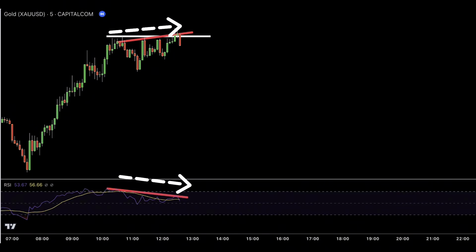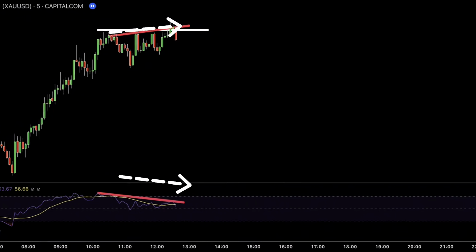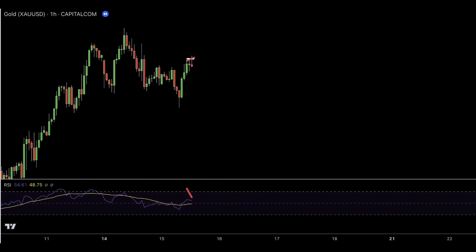First, we have a key resistance level combined with a liquidity sweep, which signals that the breakout above resistance may have been a trap designed to capture liquidity. Second, we have bearish RSI divergence, providing additional evidence that the upward move is losing strength and that a reversal may be approaching. Now let's switch to the hourly time frame.